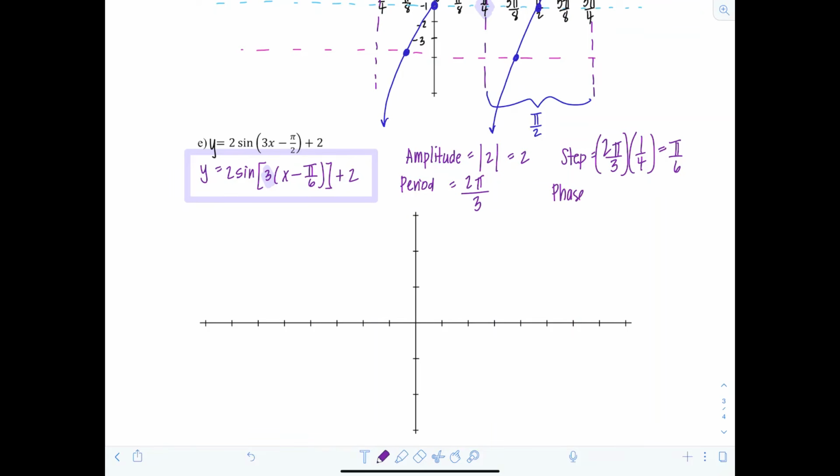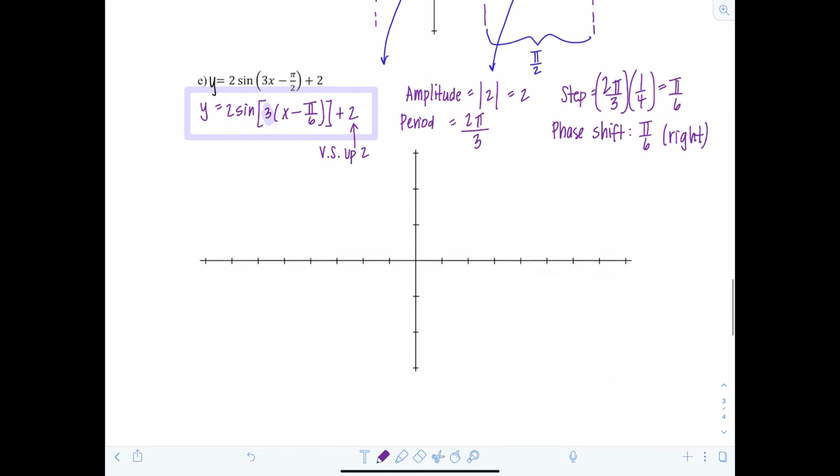And the phase shift is a positive pi over 6. So we're shifting to the right. Anything else you notice? We have a vertical shift up 2 units. Okay, looks good. I think we're ready to roll.